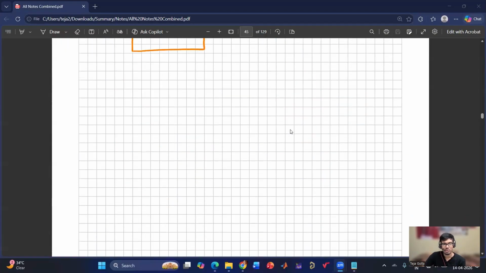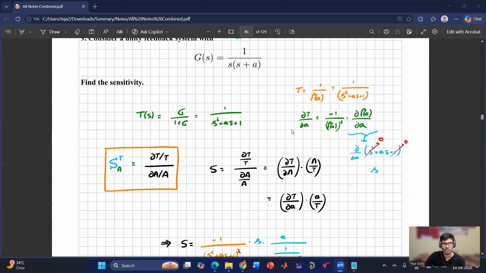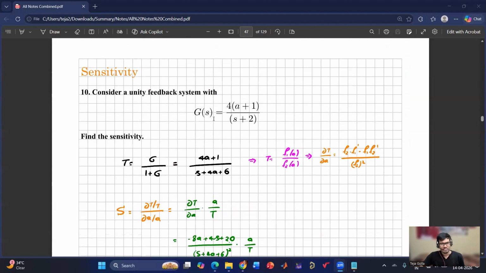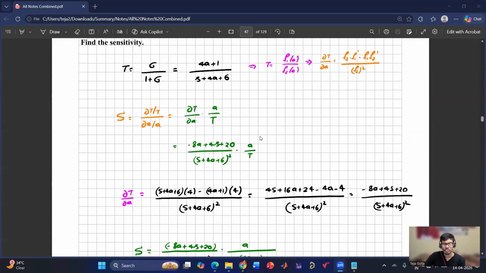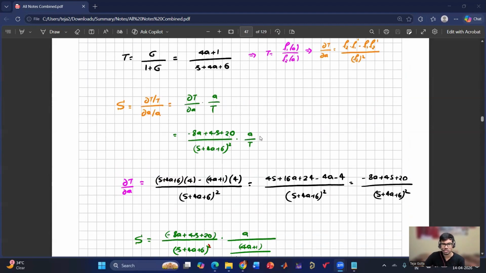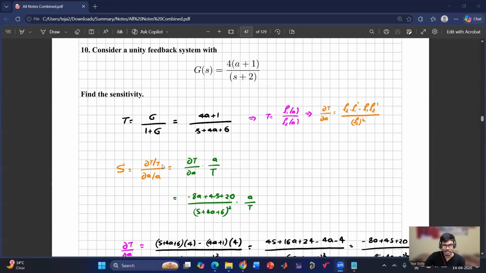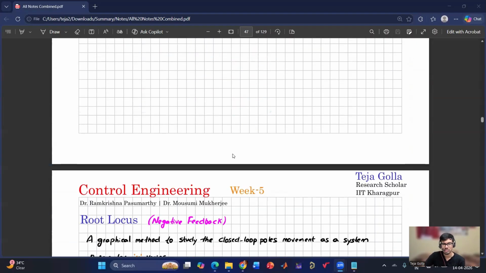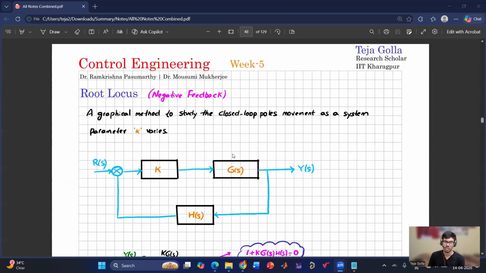And then we have also discussed sensitivity and we have solved a few problems on sensitivity. Sensitivity is basically how the loop transfer function or the closed loop transfer function changes with respect to a change in a certain parameter. And we have solved another such problem. For sensitivity, it is the concept. You have to understand this expression and then calculate individually rather than remembering the final result. So you have to understand the definition and then do it accordingly.